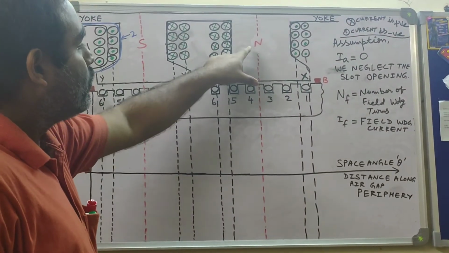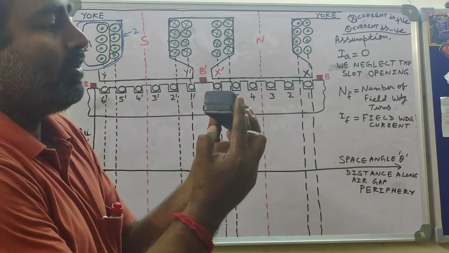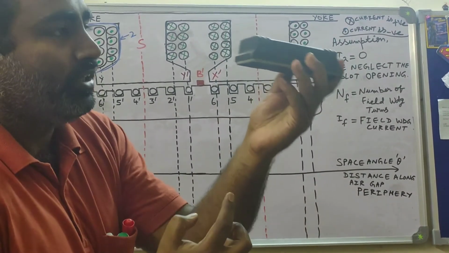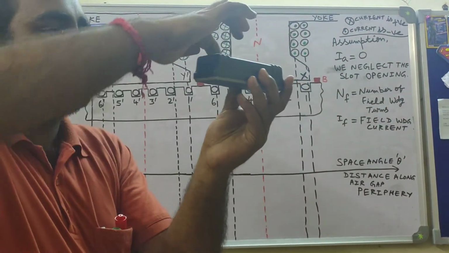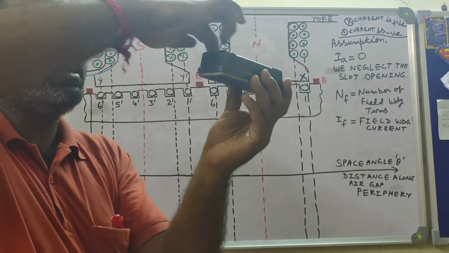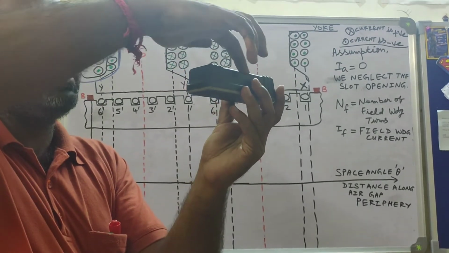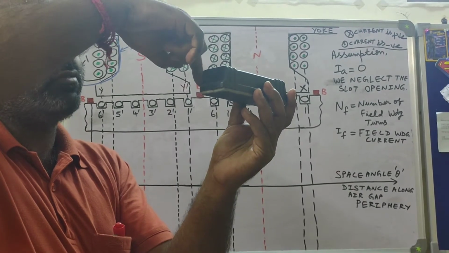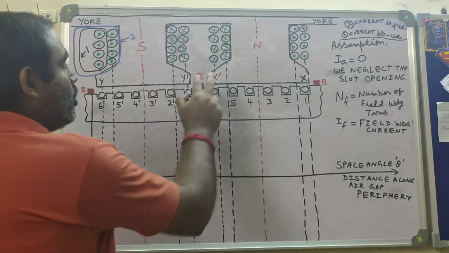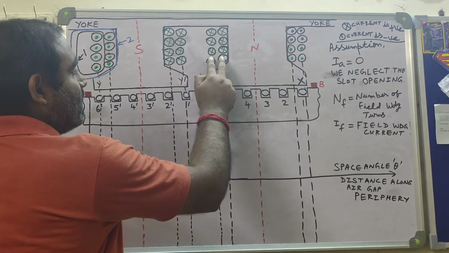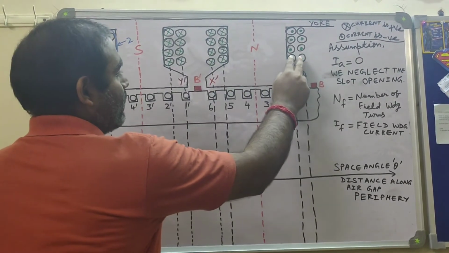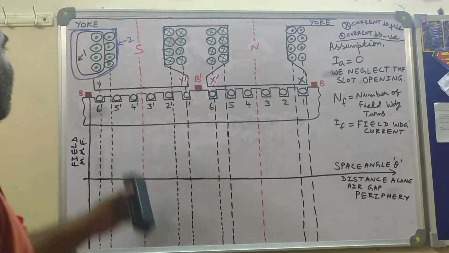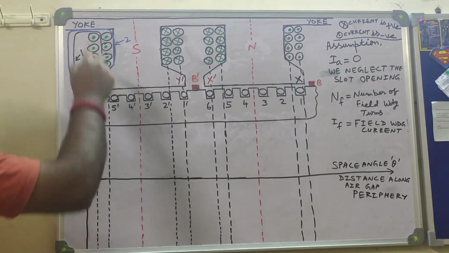So in the north pole also there are NF number of turns. If this is my field pole and I am placing these NF number of turns over here, in that case NF number of conductors will be present here as well as NF number of conductors will be present here. So here also you will have NF number of conductors on this side and NF number of conductors on this side.